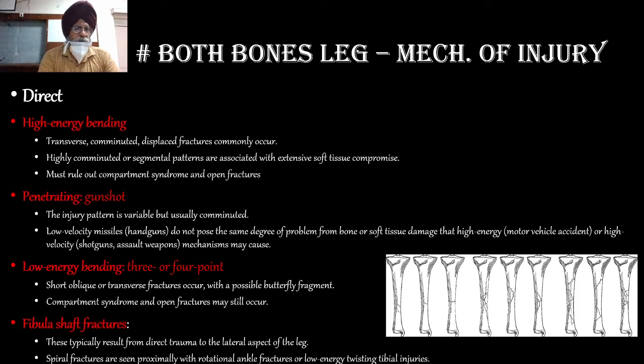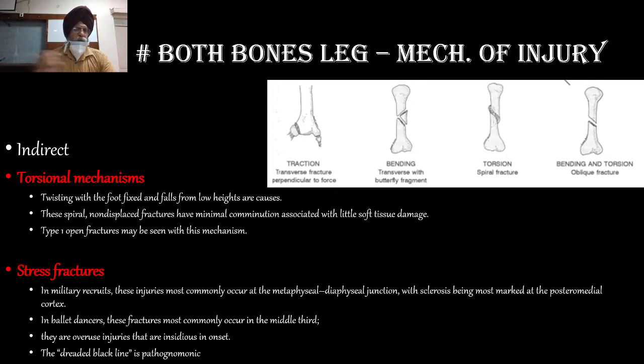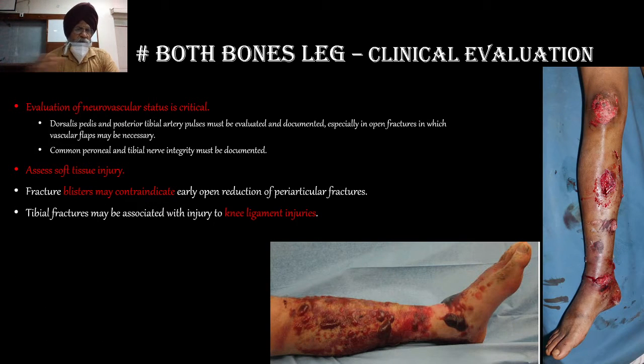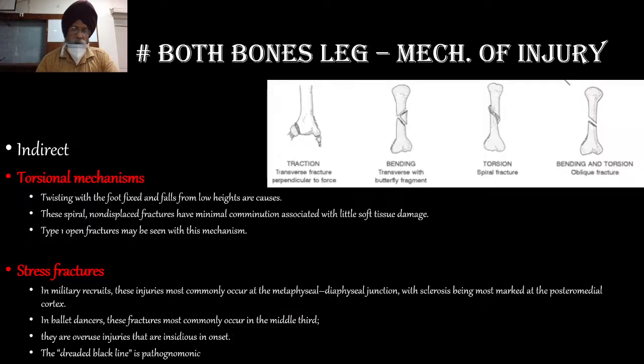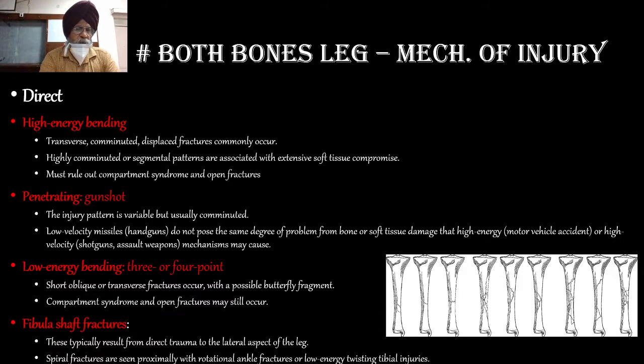Then the mechanism of injury. Direct: high energy bending, penetrating gunshot, low energy bending, and fibula shaft fracture. Indirect: torsional mechanism, stress fracture. With high energy bending, transverse comminuted displaced fractures commonly occur. In a penetrating gunshot wound, the injury pattern is variable but usually comminuted.